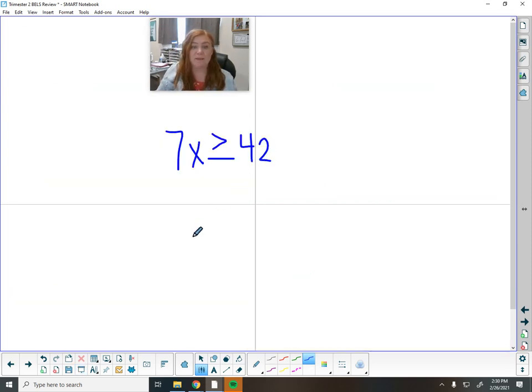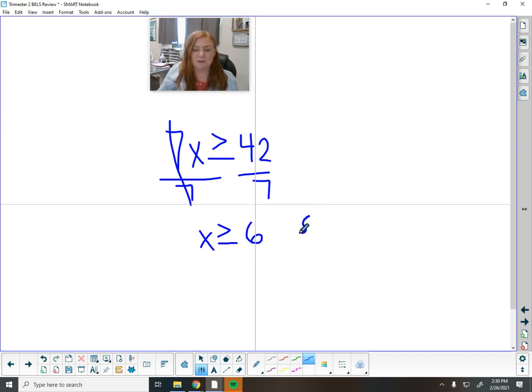Okay, I want to try this one last problem here. So we have 7x is greater than or equal to 42. So we want to get x alone. We're just going to pretend like this is an equal sign for right now. So we're going to divide by 7 on both sides, the opposite of multiply. So we're left with x is greater than or equal to 6.